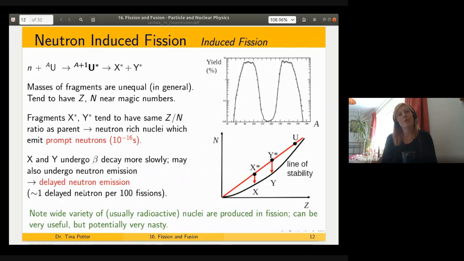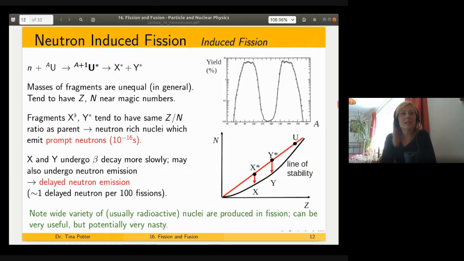Right, so when we induce fission in this way, it doesn't matter whether we're looking at uranium-235 or 238, the daughters tend to have the same neutron and proton composition, at least in ratios, as the parent. And they tend to be unequal in size. We did have a look at that earlier. The symmetric fission gives the highest energy output. However, the Coulomb barrier, or the fission barrier, is highest in those cases. So they tend to be unequal in size.